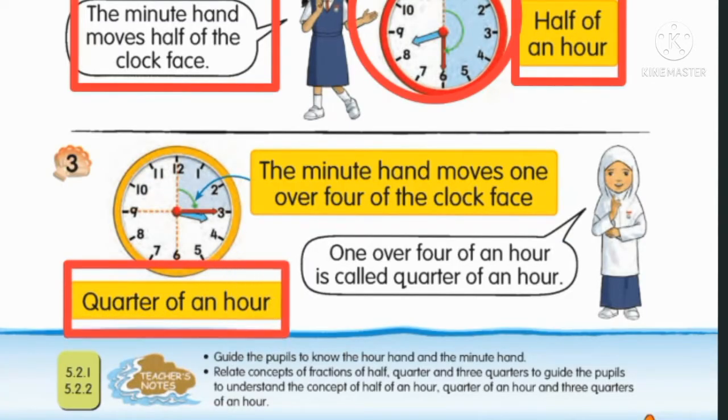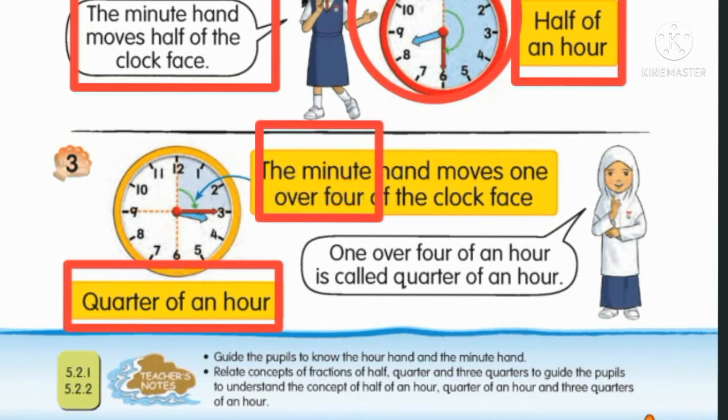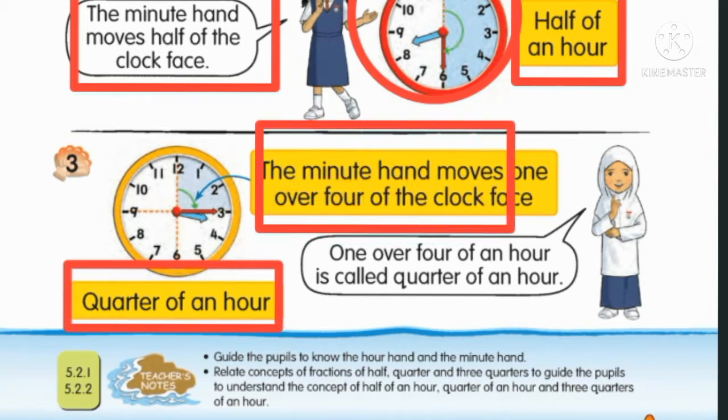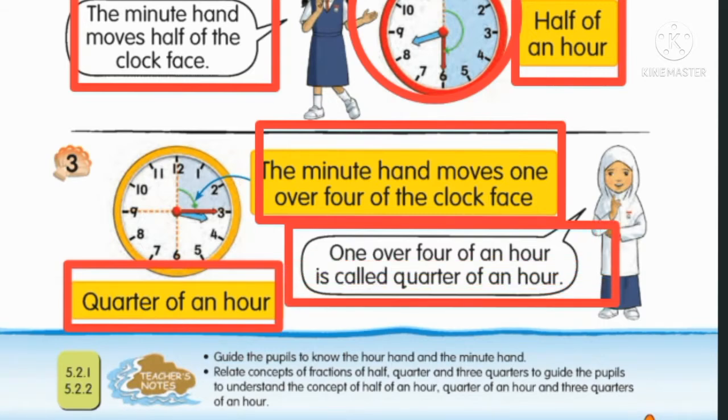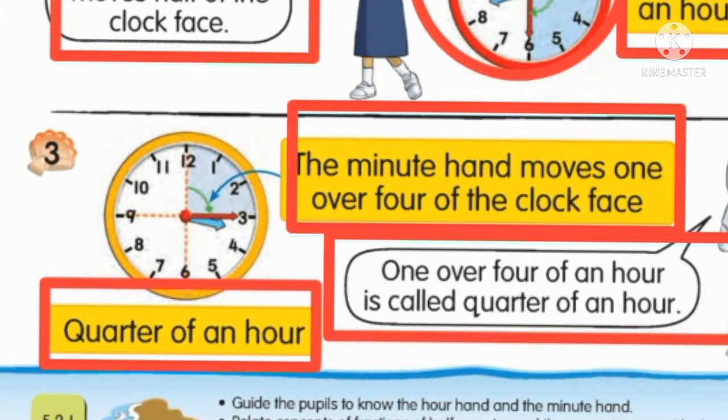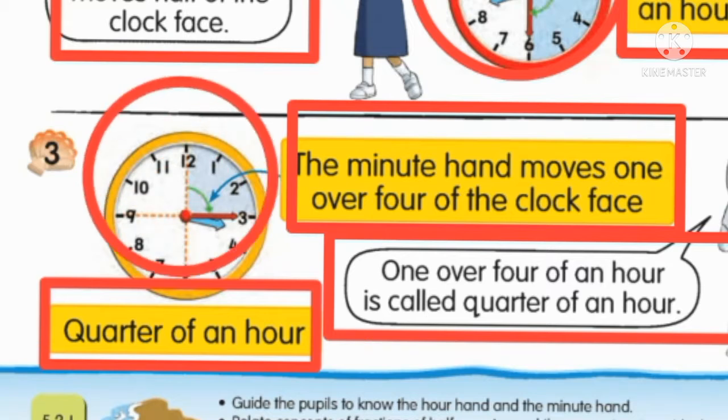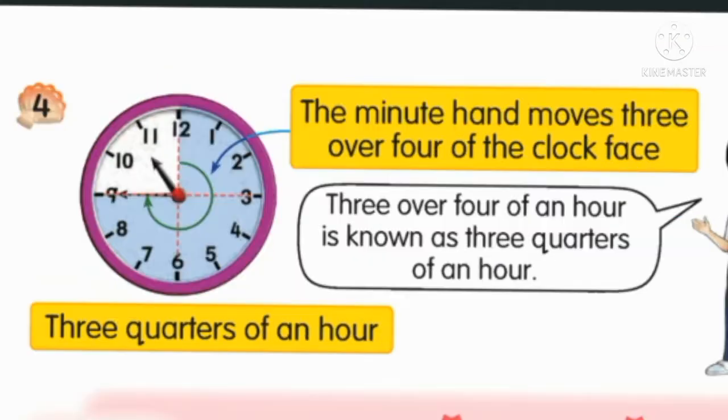Quarter of an hour. The minute hands move 1/4 of the clock face. 1/4 of an hour is called quarter of an hour. Look at the clock face.